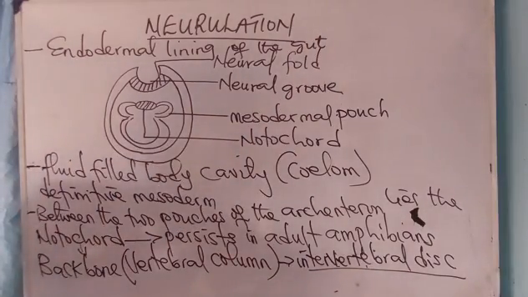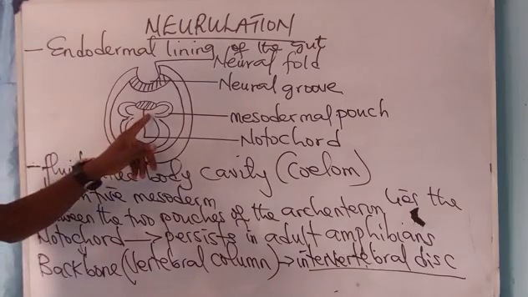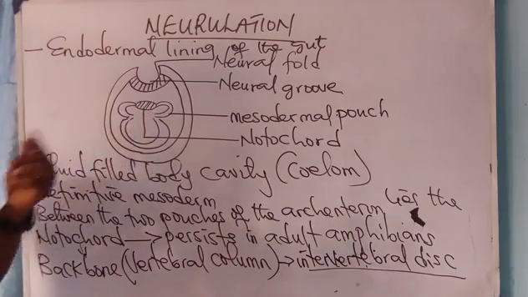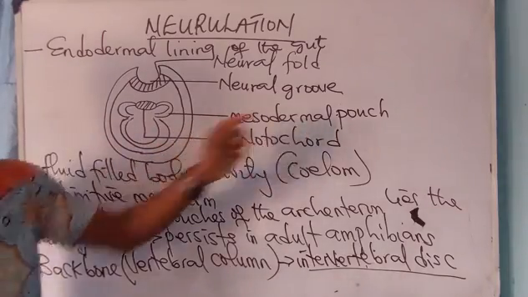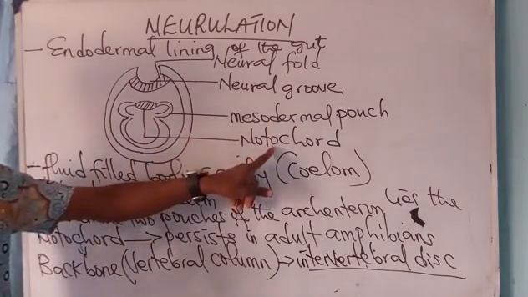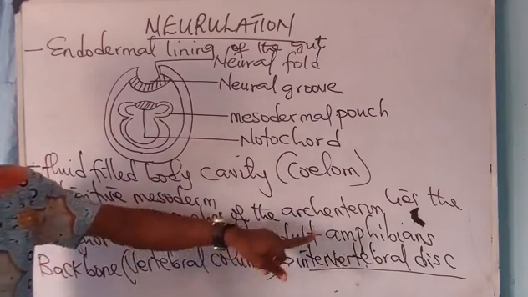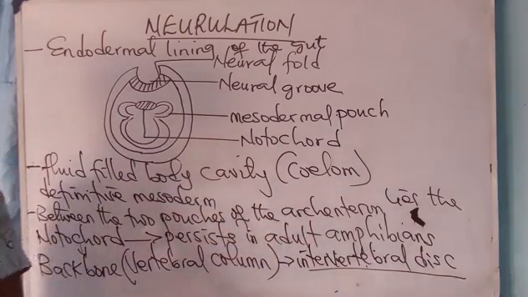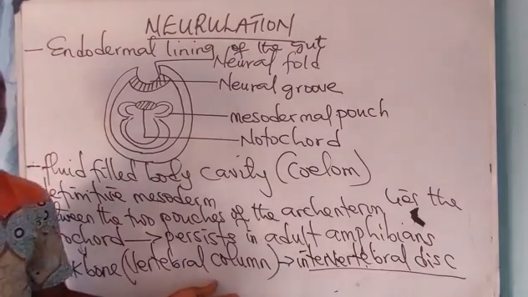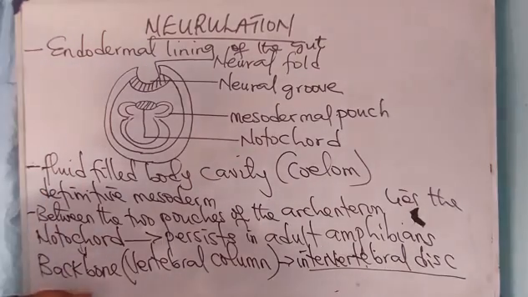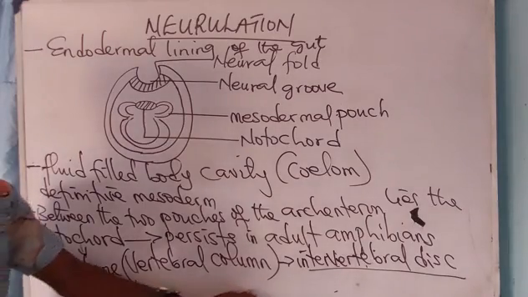First things first, the structure between the two mesodermal pouches is called what? Notochord. And notochord persists in what? Adult amphibians and other vertebrates like amphioxus, and it's later replaced by what? Backbone, that is vertebral column.